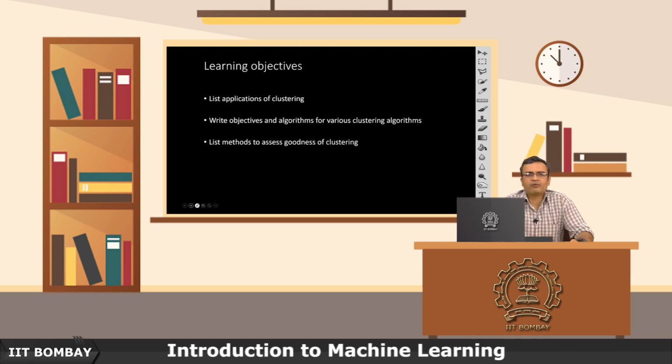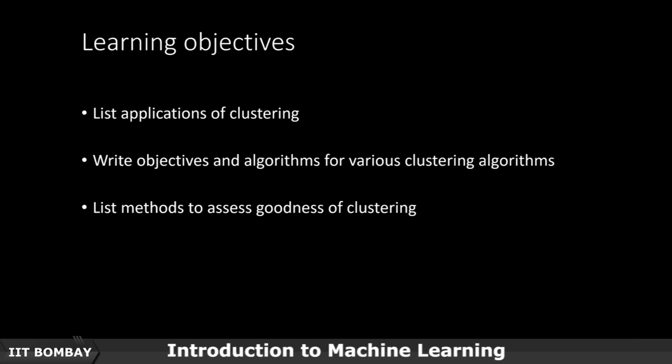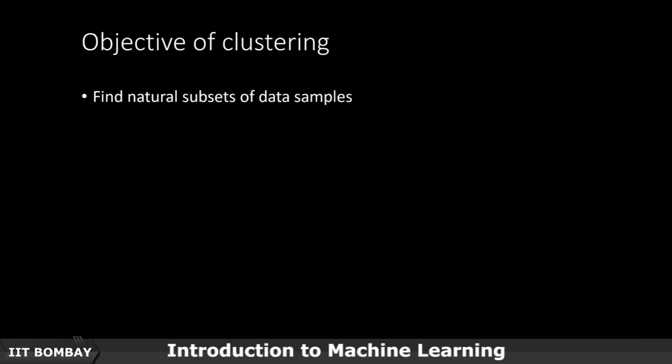So the objectives of this module would be to list applications of clustering, obviously understand what is clustering first, and then write the objectives and algorithms for certain ways of doing clustering, and then list the methods to assess goodness of clustering. So first of all, let's talk about what is the objective of clustering.